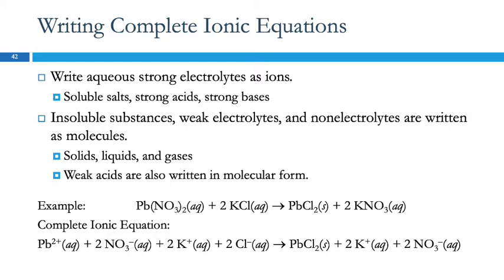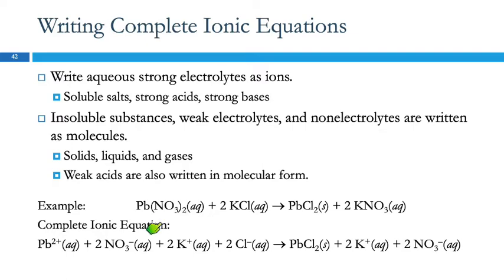So solids, liquids, and gases are always going to be just copied down. They're never splitting up. If it's aqueous, most of the time you write it as ions. The exception is a weak acid. So weak acids, solids, liquids, and gases, those are all written as neutral chemical formulas. Everybody else is going to be written as separate ions.